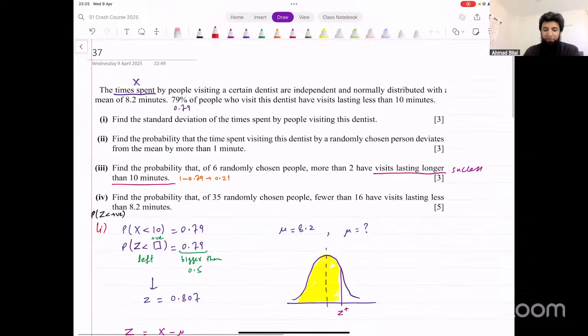Part 4 says, find the probability that of 35 randomly chosen people, fewer than 16 have visits lasting longer than 8.2 minutes. Okay, so this is actually that. So what I'll do is I will explain binomial to normal approximation using this question now. Okay, so this is the next concept that we have.